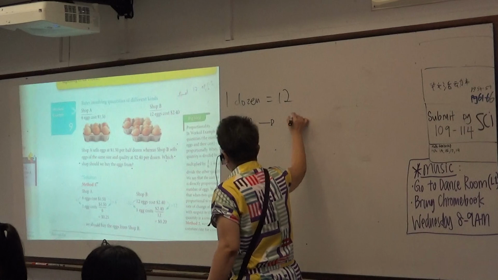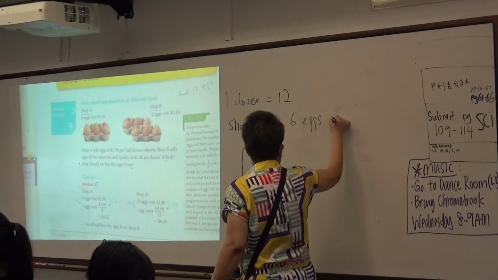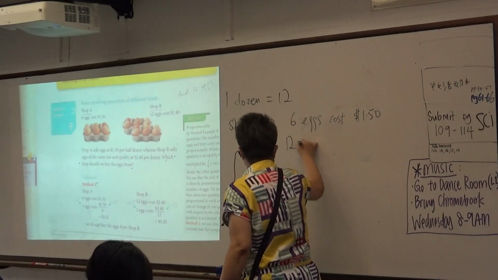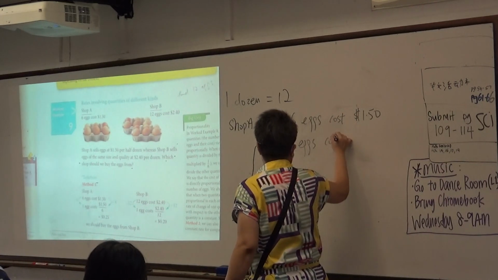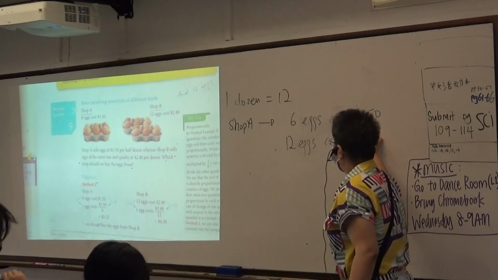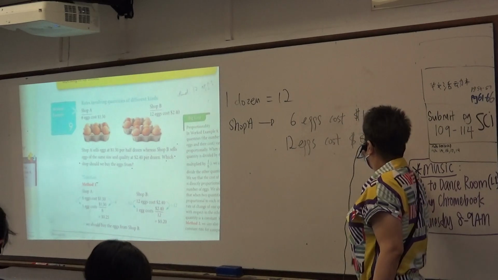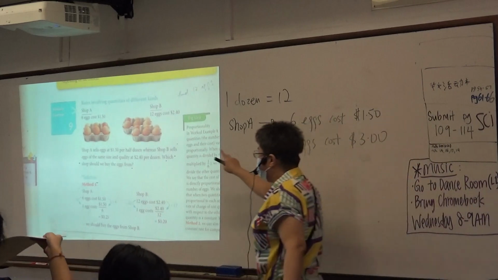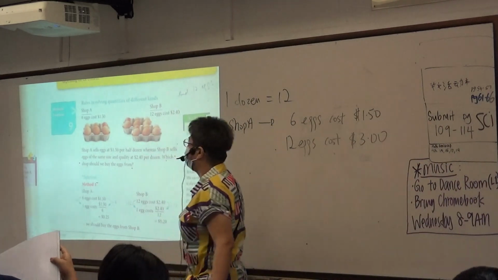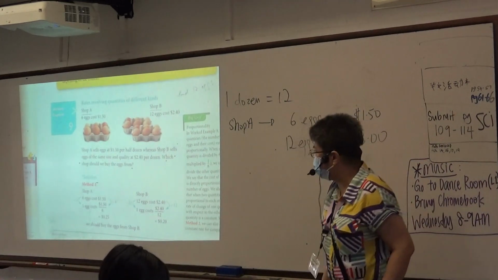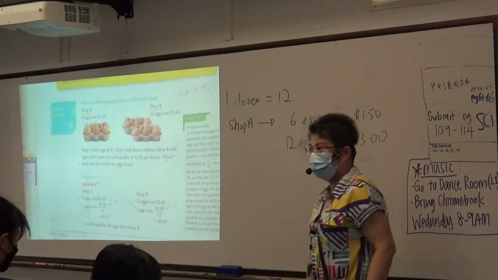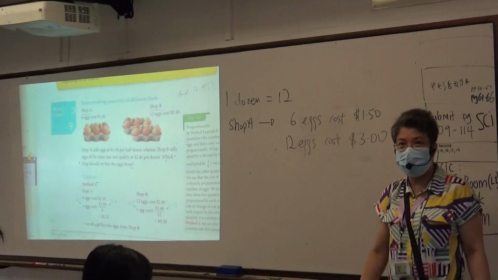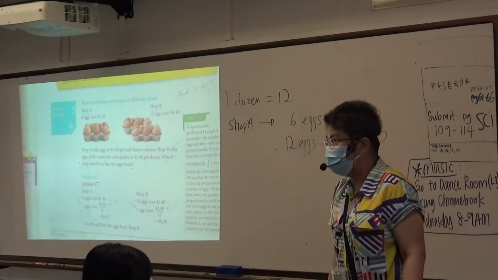Okay? Shop A is 6 eggs, cost 150. So, what about 12 eggs? Will cost how much? Do you agree it's $3? Yes. And times 2. Now, shop B is 12 eggs cost 240. So, which shop should you buy your eggs from? Shop A or B? Shop B. Why? Because it's cheaper. You must explain that.